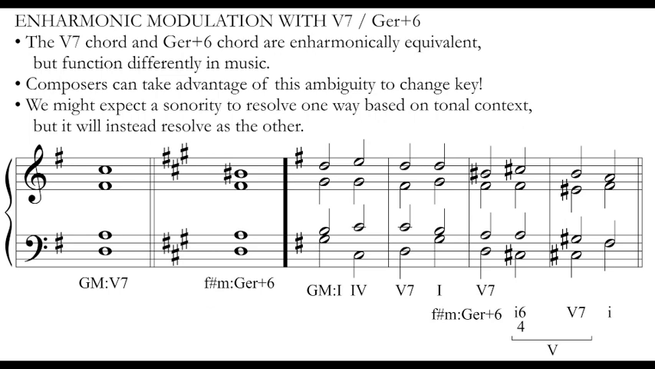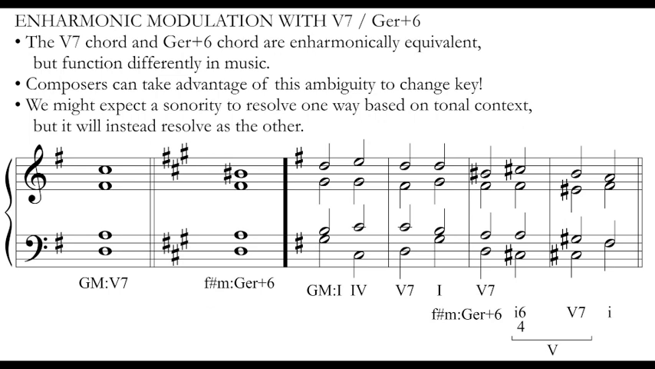One of them, D, F sharp, A, C, the first one, we would expect to function as a dominant chord in the key of G major, as a 5/7 chord. The other one, D, F sharp, A, B sharp, we would expect to function as an augmented sixth chord, as a German augmented sixth chord, probably in the key of F sharp, maybe minor, maybe major, doesn't matter, but in some sort of F sharp tonality.